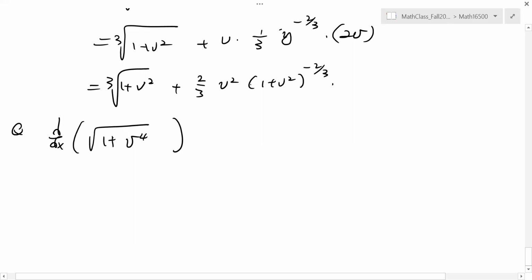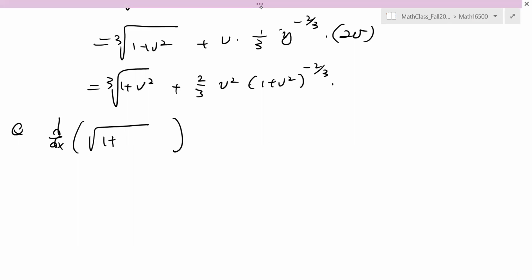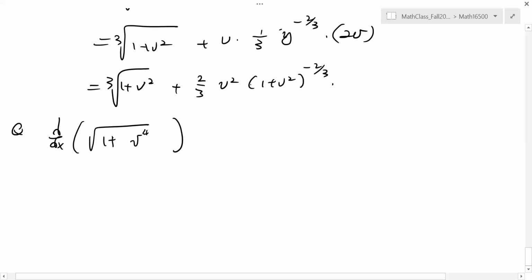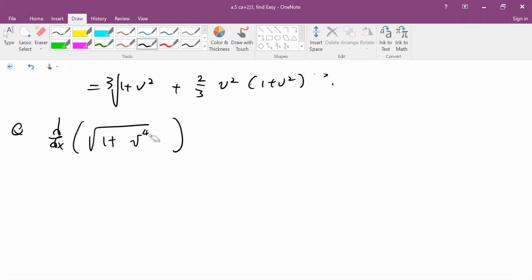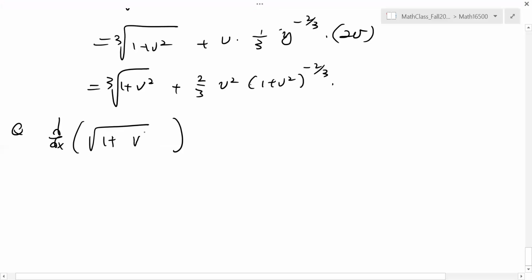Yeah, just a v, not the negative y. It's my notation. It's a v to the fourth power. Always right. Okay, right.